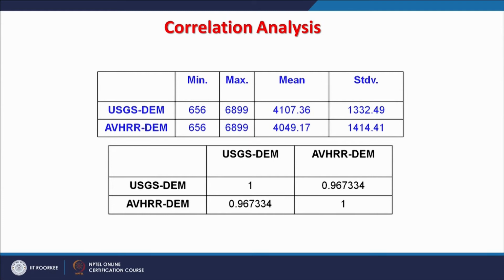Now this correlation analysis is also there, and what we see, they are highly correlated. USGS-DM and DM generated by using NOAA data, 0.96. So roughly 0.97 correlation has been seen between these two DMs. So you get very good results by employing NOAA data. Similarly, Landsat thermal data can also be used at 60 meter resolution, and one can generate a digital elevation model.